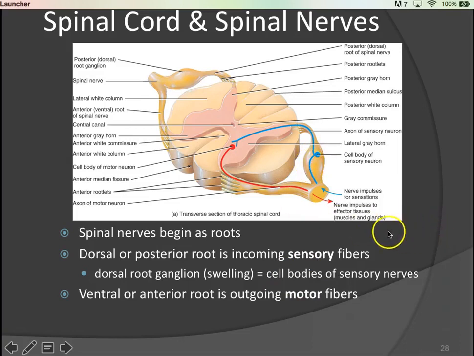So dendrites are coming in this way. Here's the cell body of that neuron, and then the axons continue on into the spinal cord itself. We don't see that same thing in the anterior root simply because the cell bodies of these neurons are somewhere else in the spinal cord, either in one of the gray columns, or I'm sorry, gray horns, or up in the brain itself. Okay.